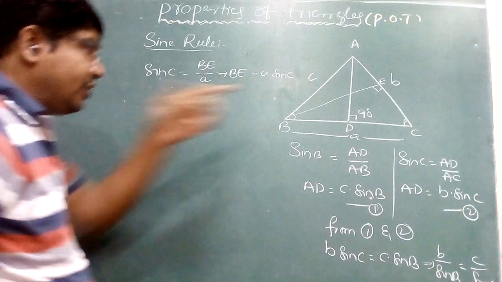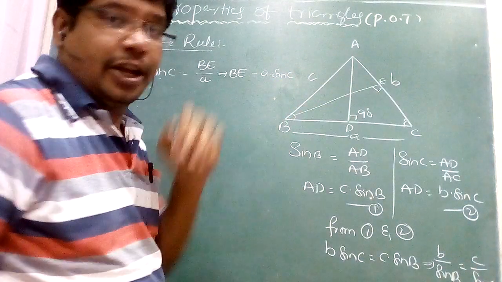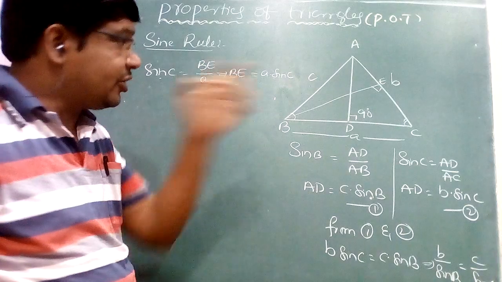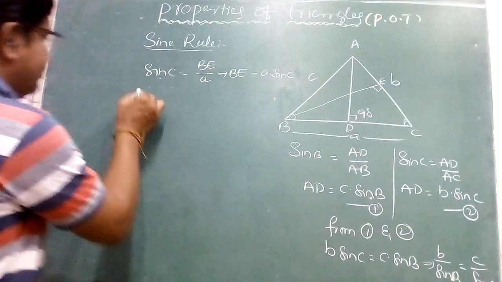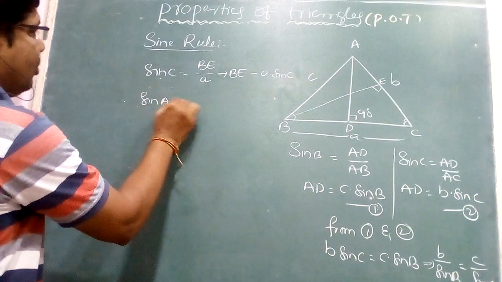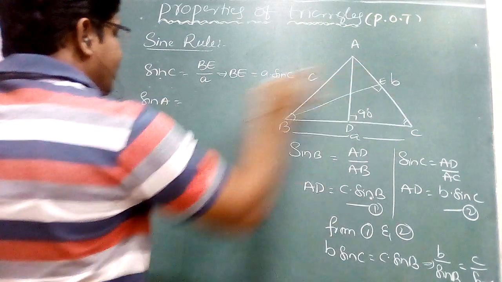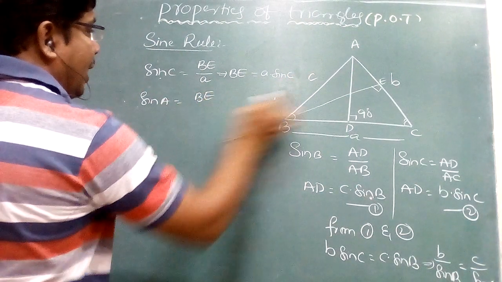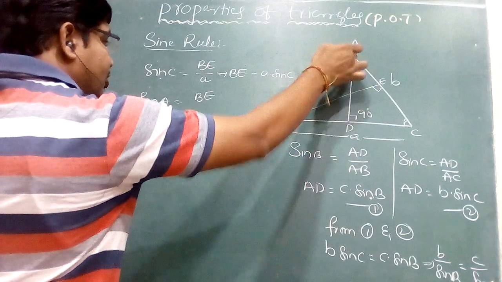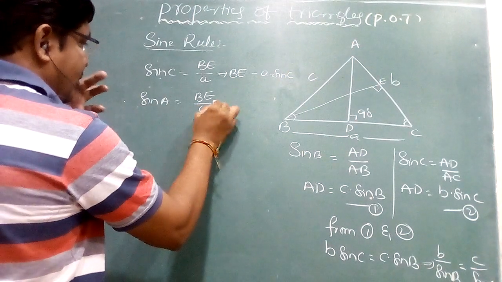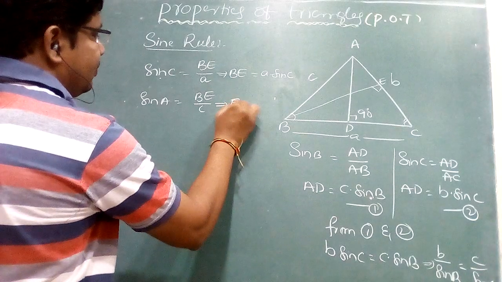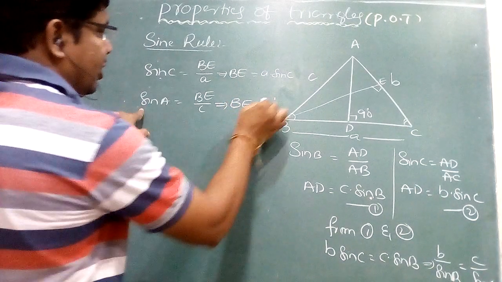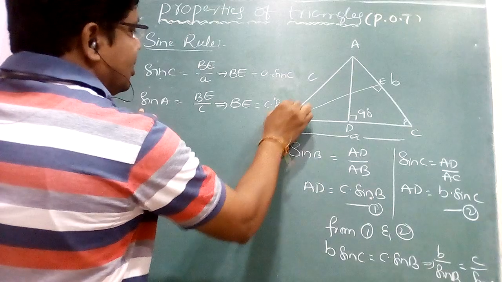Now again, I am taking triangle ABE. In this triangle also, I am taking sine A. Sine A is equal to the opposite side BE by the hypotenuse. This is the right angle, and the hypotenuse is this one, that is c. By using this, BE is equal to small c into sine A.